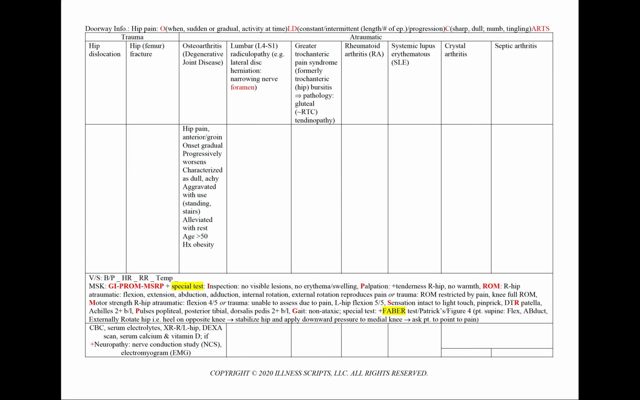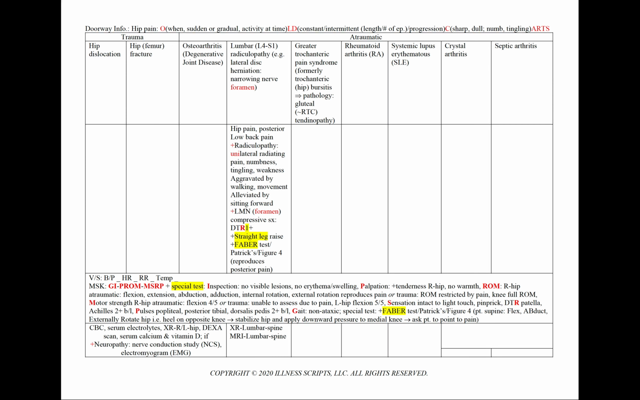In osteoarthritis or degenerative joint disease, DJD, we'll find hip pain, and again, involving the joint, it's going to be anterior or across the groin. The onset now is going to be more gradual, but progressively worsening. It will be characterized as dull or achy, and it will be aggravated with use, standing or using the stairs, and alleviated with rest. Classically, it's seen in an older patient group. And as we'll see with any lower extremity, added weight will increase the risk.